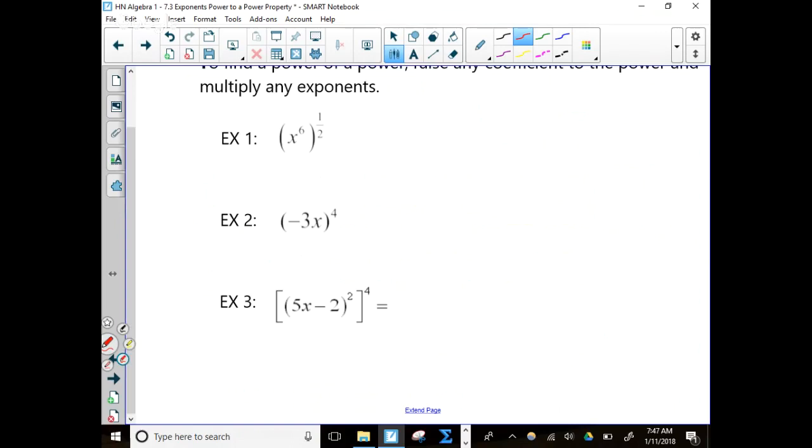All right. So what we're going to do is briefly look at these examples. Again, if you're wanting to write them down, I would just hit pause in the video. But I'm going to jump right in. So I have a power to a power, so I'm going to multiply this together. 6 times a half, which would be the same thing as dividing by 2. So this would be x to the third.